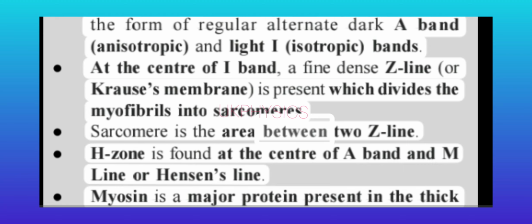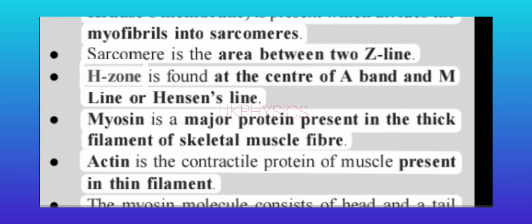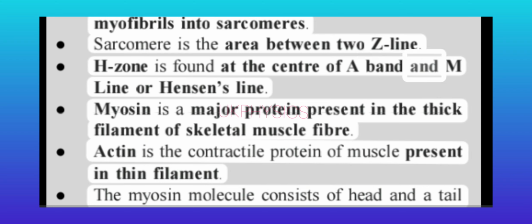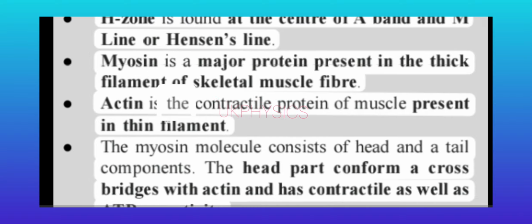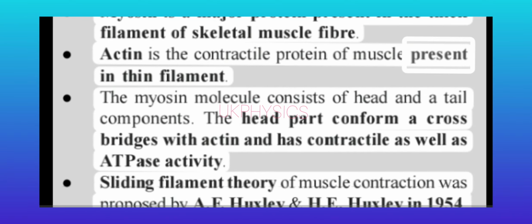Sarcomere is the area between two Z-lines. H-zone is found at the center of the A band, and the M line is also called Hensen's line. Myosin is a major protein present in the thick filament of skeletal muscle fiber. Actin is the contractile protein of muscle present in the thin filament.